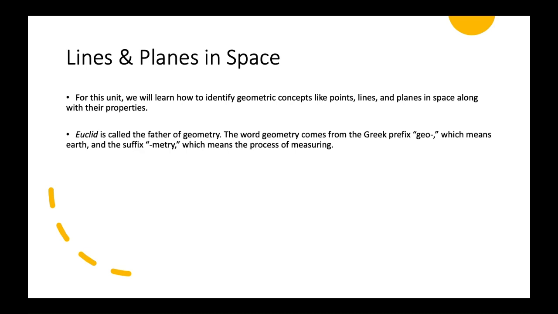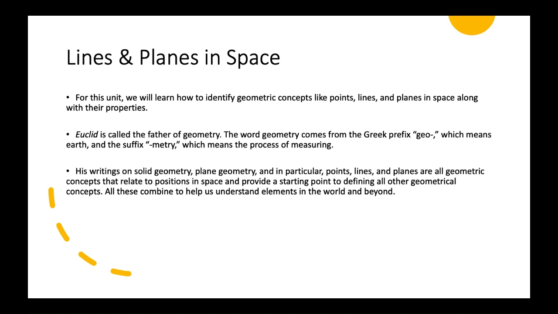The word geometry comes from the Greek prefix geo, which means earth, and the suffix metry, which means process of measuring. Now, his writings on solid geometry, plane geometry, and in particular points, lines, and planes are all geometric concepts that relate to positions in space and provide a starting point to identifying all other geometric concepts. All these combine to help us understand elements in the world and beyond.